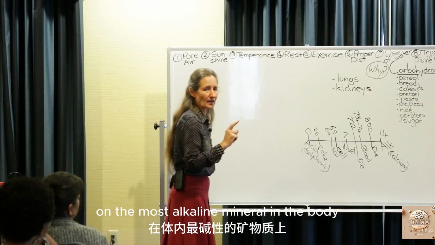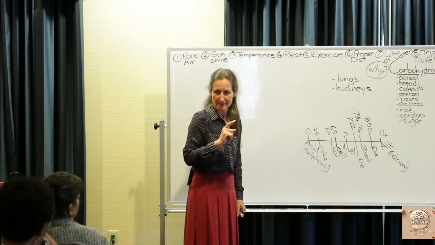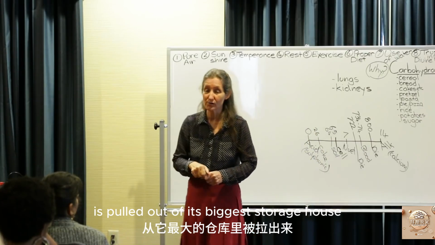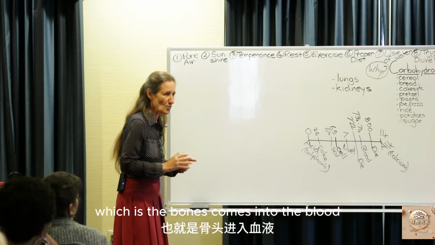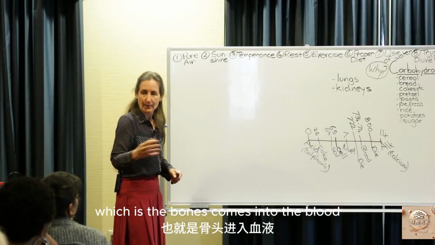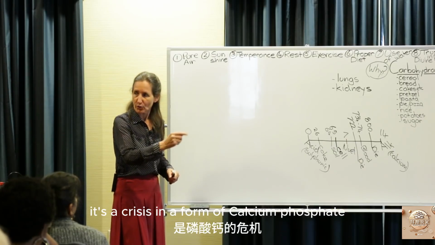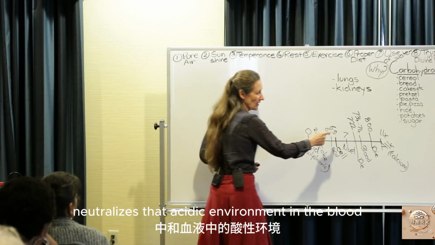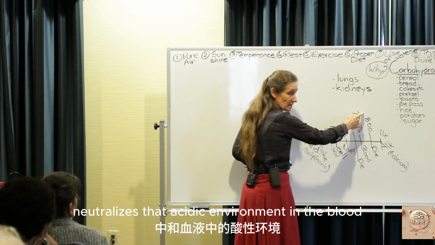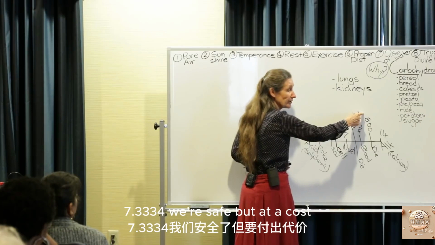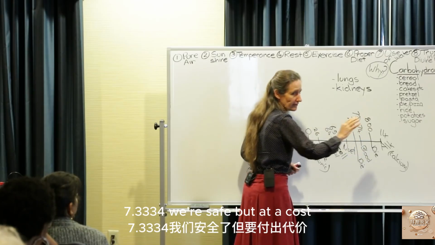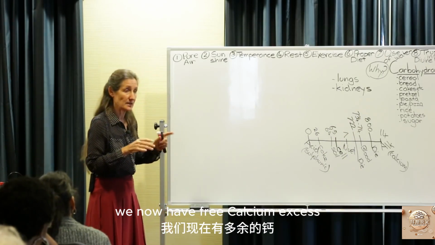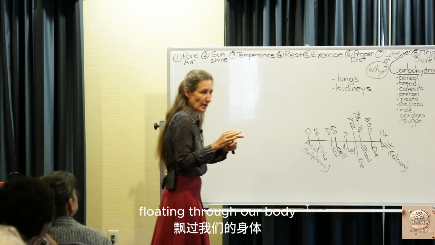The most alkaline mineral in the body, which is calcium, is pulled out of its biggest storage house, which is the bones. Comes into the blood, it's a crisis, in a form of calcium phosphate, which is a crystal form, immediately neutralizes that acidic environment in the blood. 7.33, 34, we're safe, but at a cost. We now have free calcium excess floating through our body.